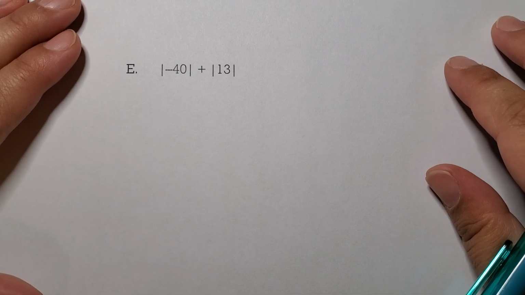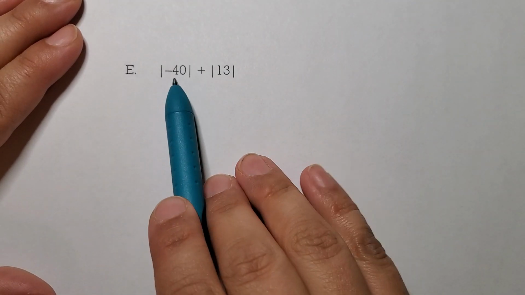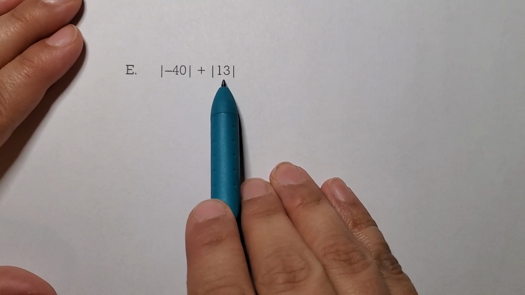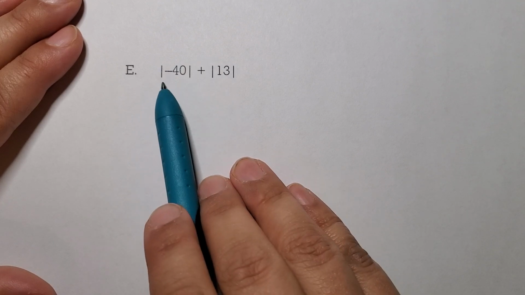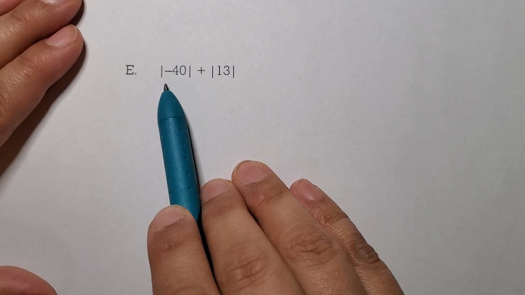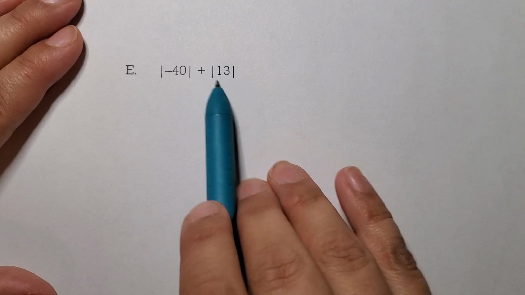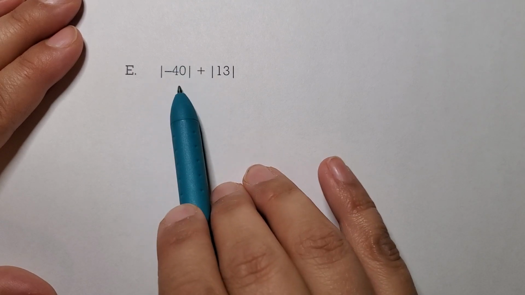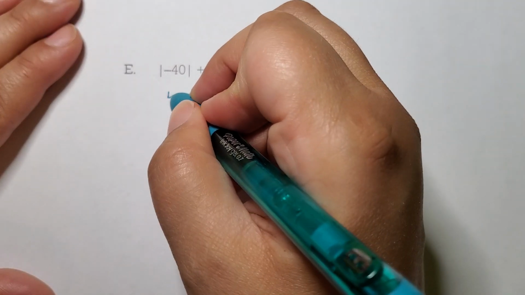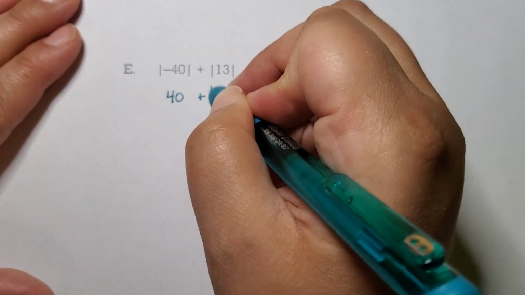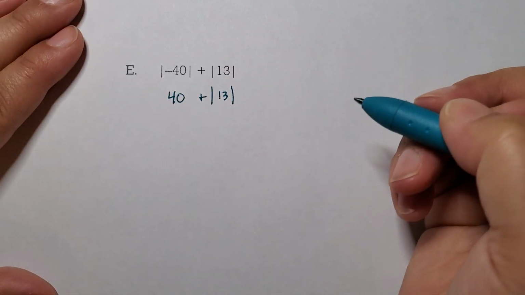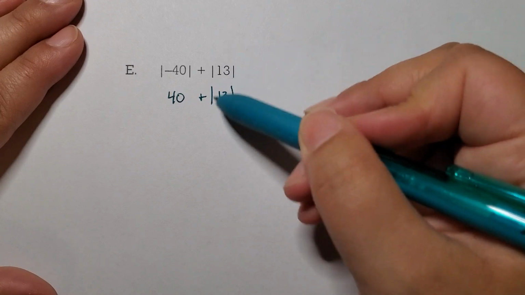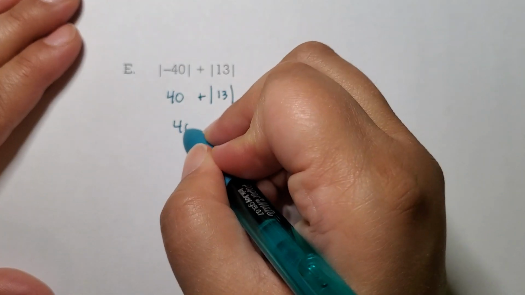All right, and for our last example, now we have the same 2 numbers, a negative 40 and a 13. And this time we have absolute value bars around just the minus 40 and around just the 13. So we're going to do the absolute value component first. The absolute value of negative 40 is positive 40. And the absolute value of positive 13 is positive 13.